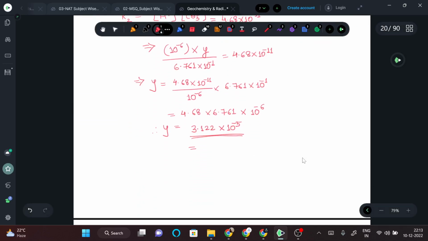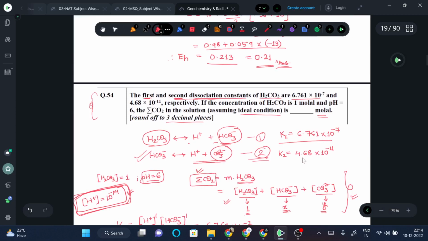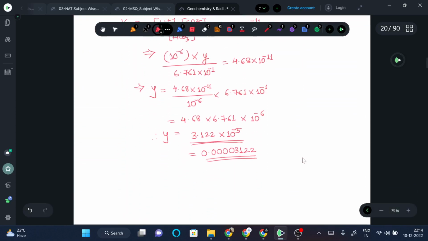But now let's see here. What is this? This is 0.0003122. So this will have very less effect on adding, right? And also it is not asking up to that much decimal. It is only asking up to 3 decimal places.